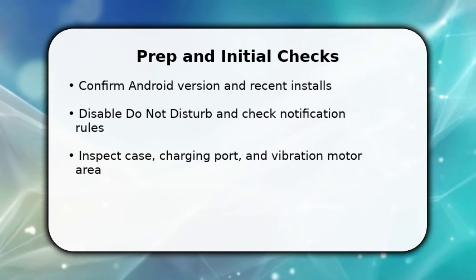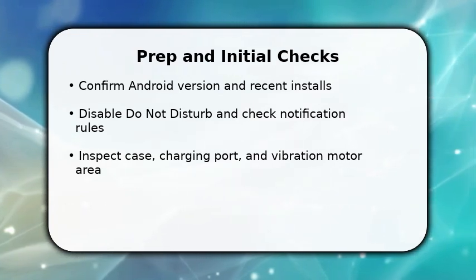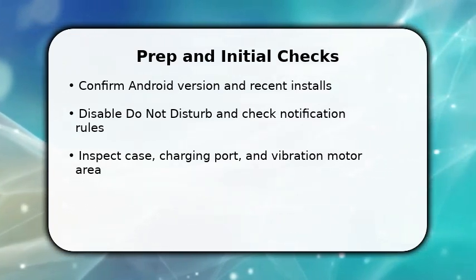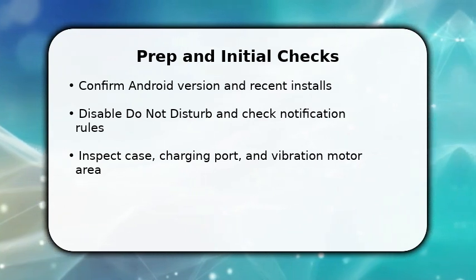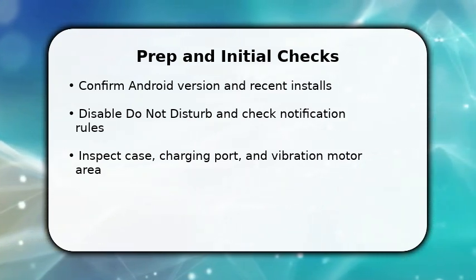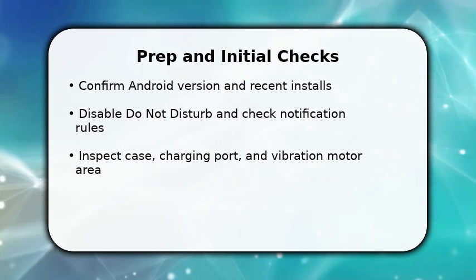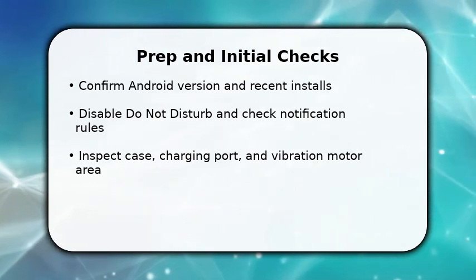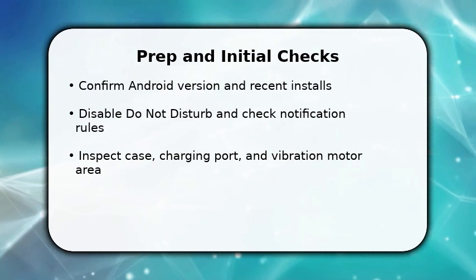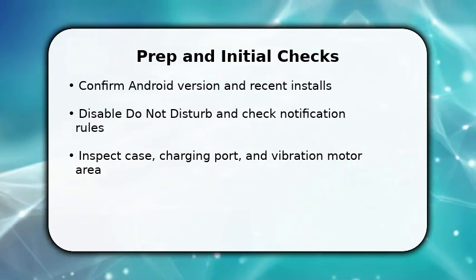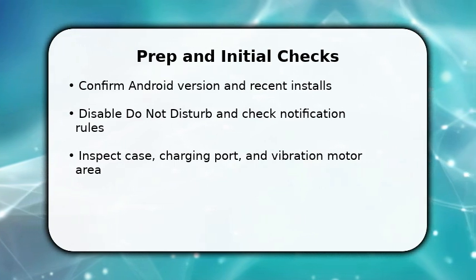You begin by confirming your Android version and recent app installs. Start now. Check notification settings and turn off Do Not Disturb so you'll see if vibrations correspond to alerts. Next, inspect the phone's case and charging port for debris that can trigger sensors. A dirty port or misaligned case often creates phantom feedback.